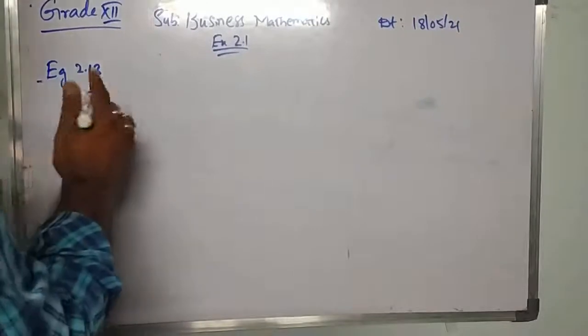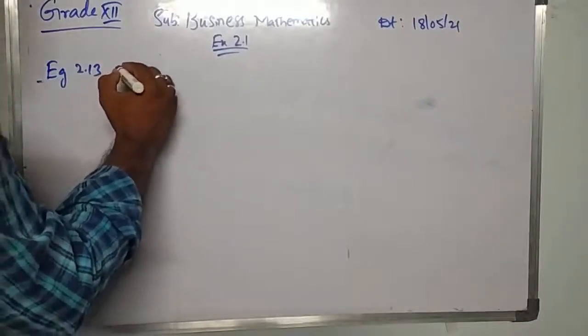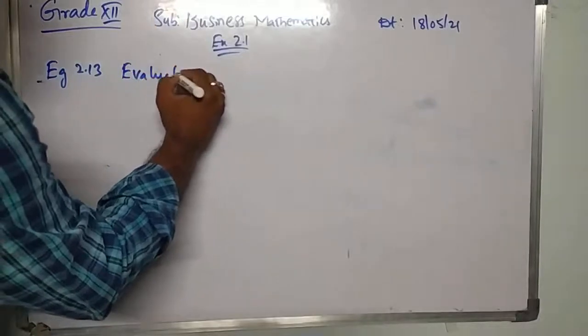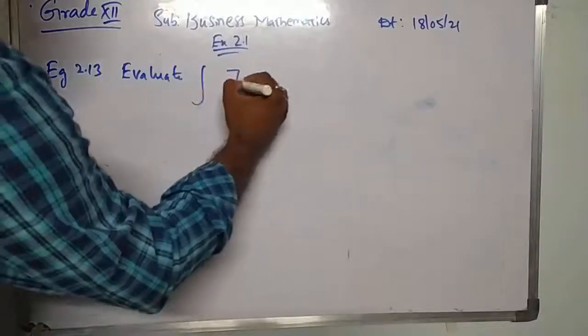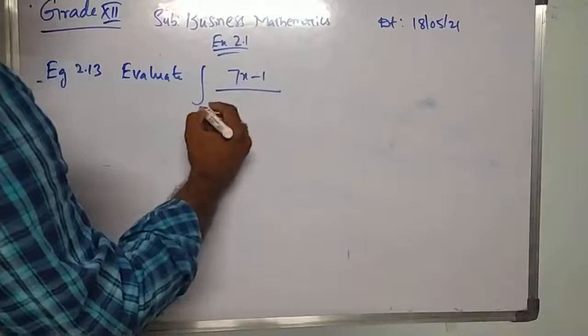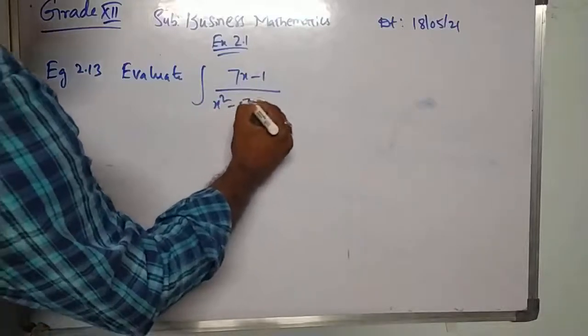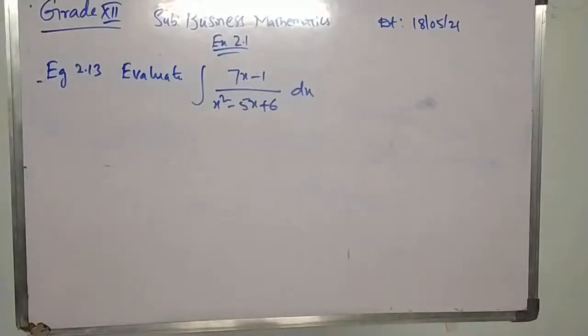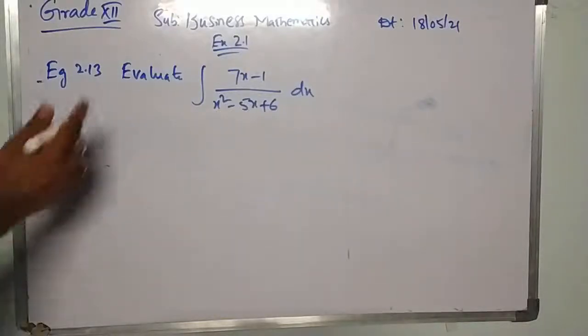Example 2.13, evaluate the integral of 7x minus 1 divided by x square minus 5x plus 6 dx. See here carefully.